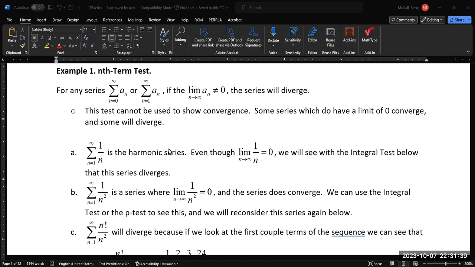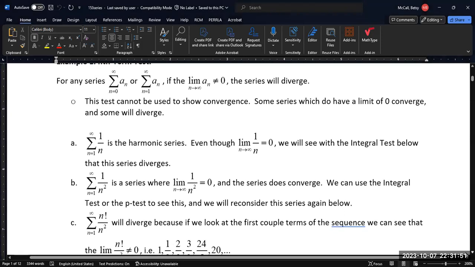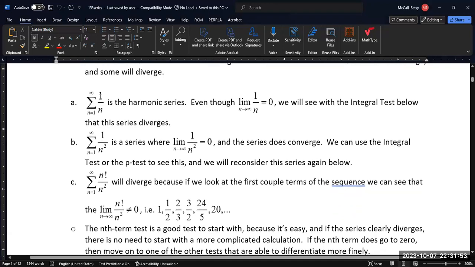If the limit, however, does go to zero, it turns out that some of them will converge and some of them will diverge, and we can't use this test to tell. So let's look at some specific examples. The harmonic series is a p-series where p is 1. This is the form of 1 over n for the terms of our sequence. And if we let n go to infinity, the limit is 0. But we can see with other tests that this series, in fact, does not converge. It, in fact, diverges.